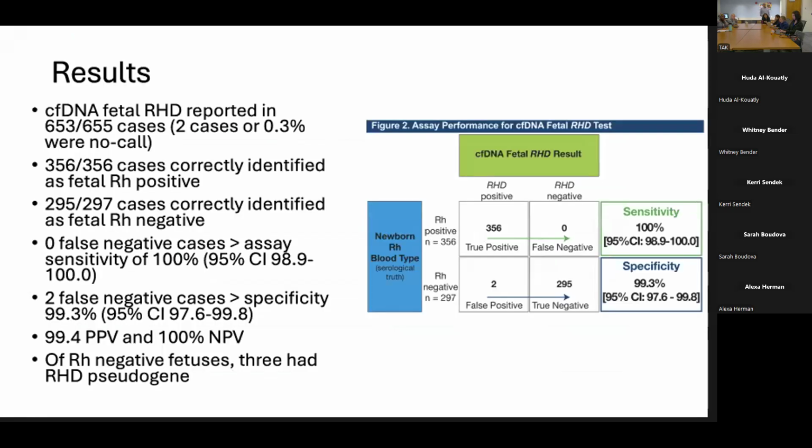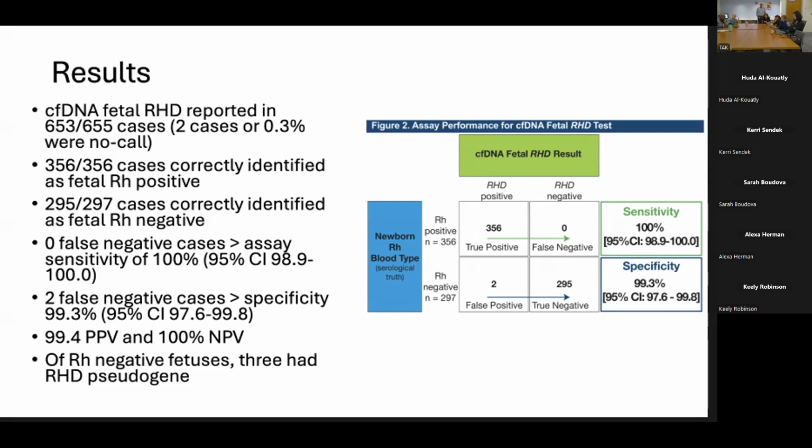So, results. Cell-free DNA fetal RhD was reported in almost all of the 655 cases minus 2. So 2 cases were no calls. All of the cases that were Rh positive were correctly identified, and almost all of them correctly identified an Rh negative fetus. 2 did not. So importantly, there were 0 false negatives, and so the assay was 100% sensitive.